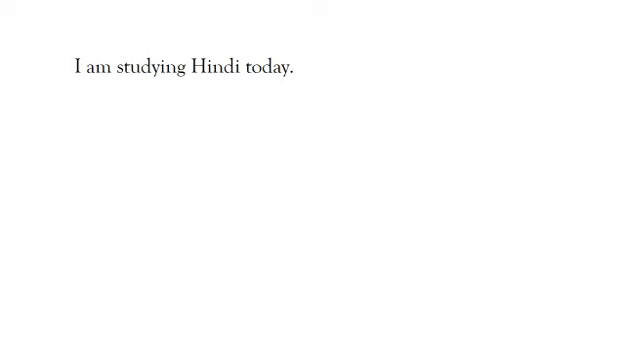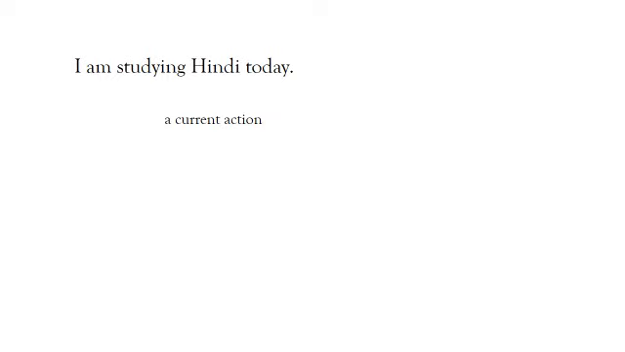"I am studying Hindi today." Now here, once again, it's about studying Hindi, but the keyword is today, which means the emphasis is on now. This sentence expresses a current action, an action that is happening currently at the present time. It does not talk about the situation a couple of days ago, and in the same way, it does not talk about what will happen in a couple of days in the future. The focus is on the current time, the current moment.